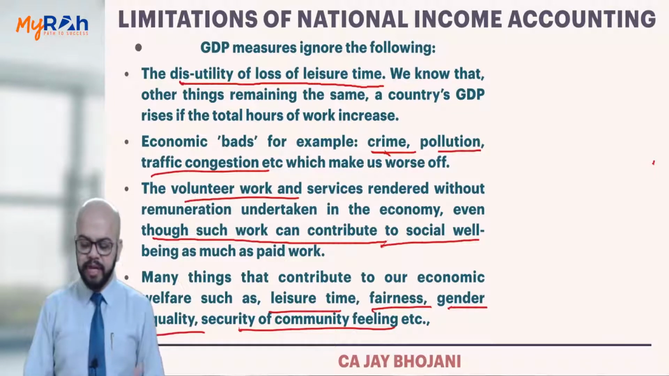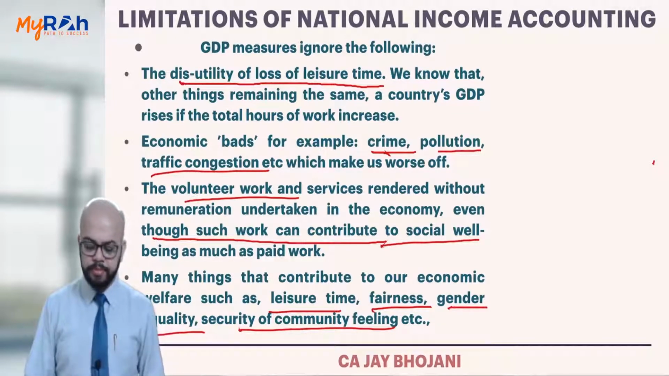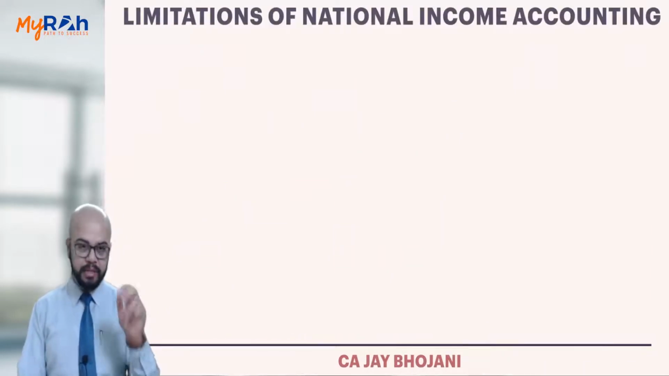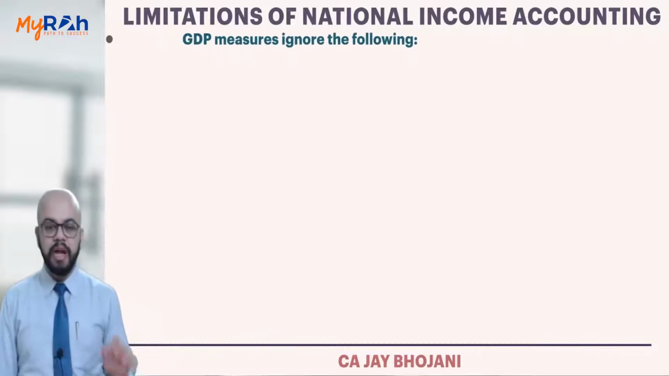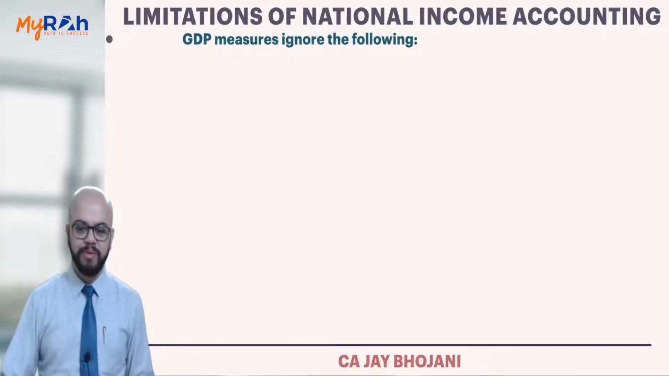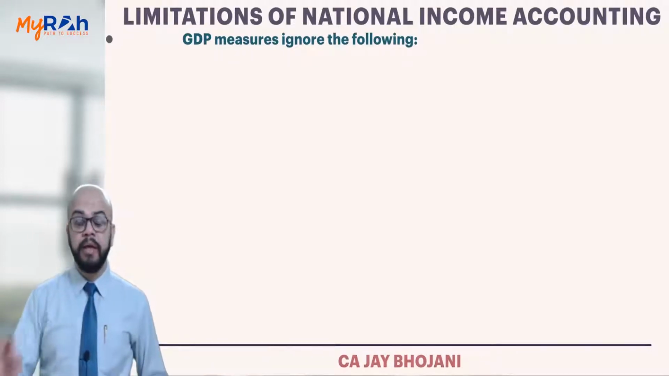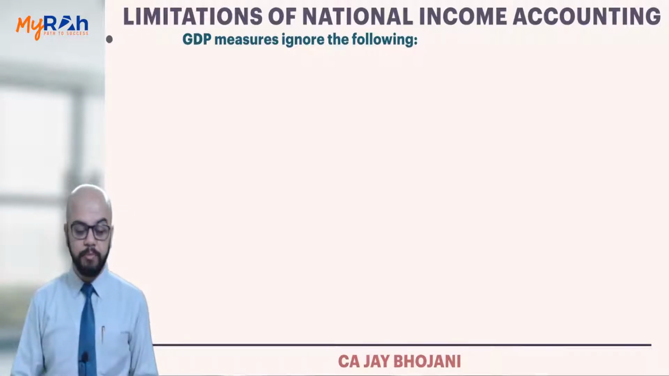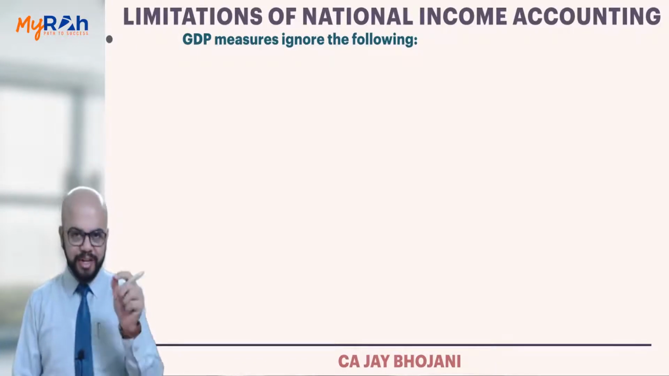Okay, so that is this limitation. Coming to the next limitation, and this is the last point and my favorite. It gives you such a beautiful insight about the national income and what part we are missing when we are studying just national income and GDP. So the GDP measure ignores the following. One last thing on that list, okay?